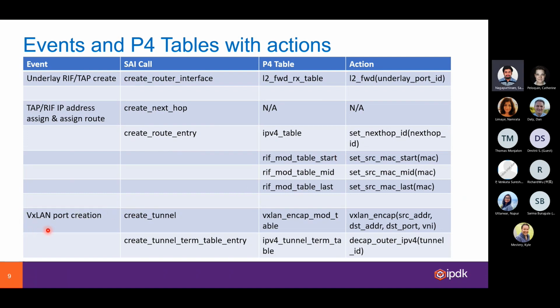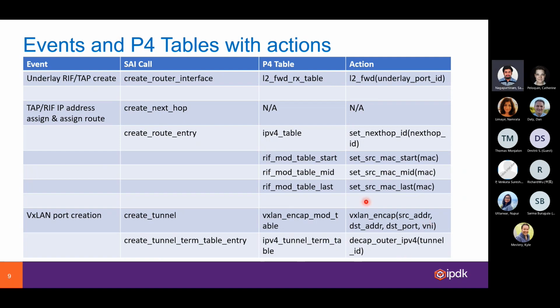Similarly, once we create a VXLAN port, this VXLAN port will be created by an OVS-VSCTL command. It is the legacy OVS command, where it attaches a VXLAN tunnel port to your bridge in OVS, and also creates a netdev in the kernel. The moment a netdev is created in the kernel, we get a notification, and then we make these SAI calls. One is create tunnel and create tunnel termination, which eventually programs these tables, the VXLAN encap mode table and the IPv4 tunnel termination table, with their respective actions.